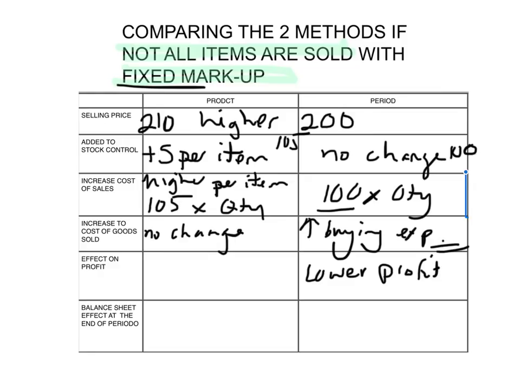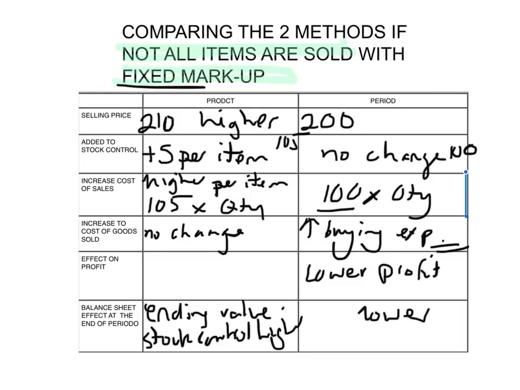In terms of the balance sheet, the ending value of stock control will be higher using product costs and lower using period costs, because remember, they're worth 105 in this method and they're only worth 100 in this method. So that's why it's got 210 value left, and this one only has 200.